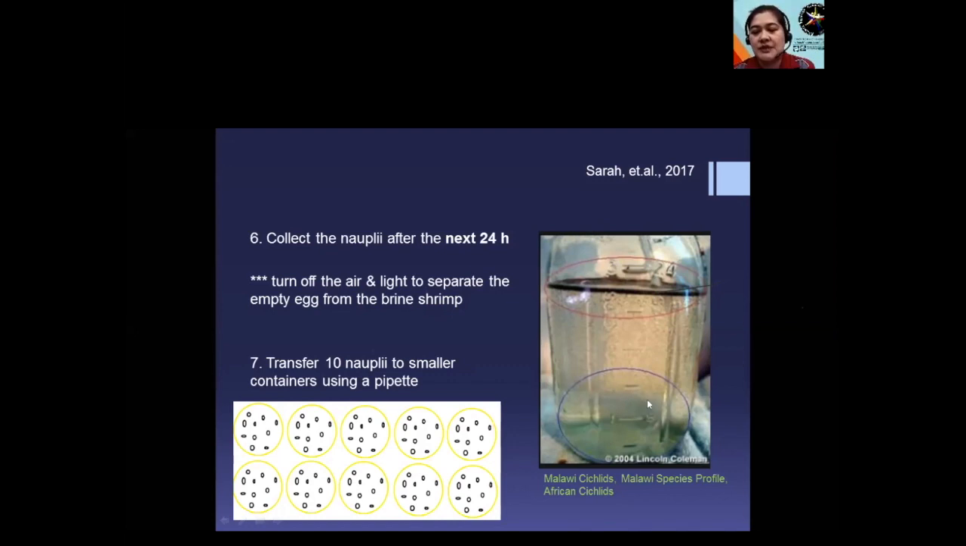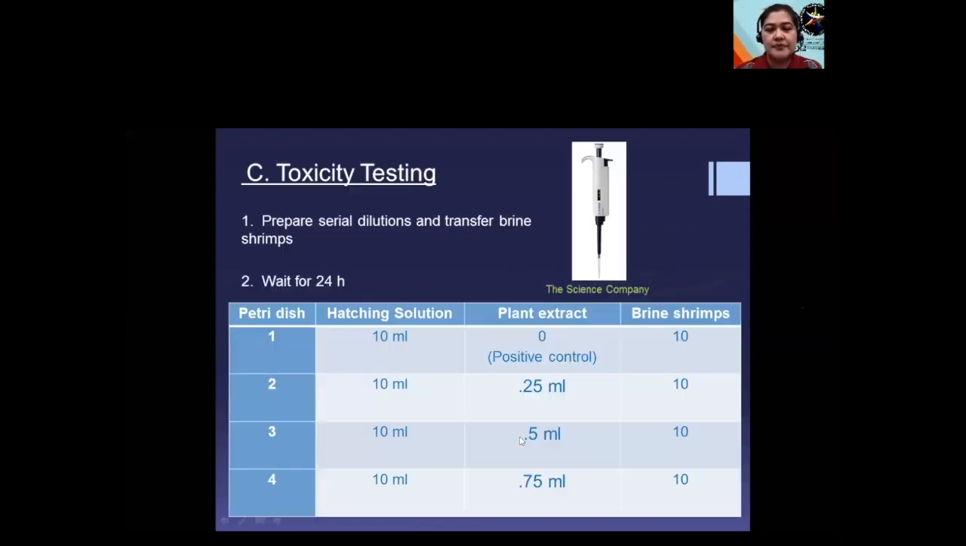Okay? So, i-separate mo na ngayon. Ito yung isang container mo, 10 ang nilagay mo dyan, another container, 10 again, another container, 10 again, another container, 10. So, you have 10 brine shrimps in each of these small containers. Okay? Separate na natin siya para minsanan ang ating exposure.